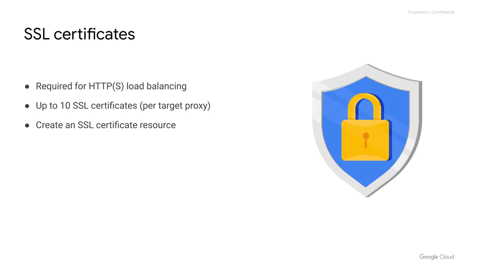To use HTTPS, you must create at least one SSL certificate that can be used by the target proxy for the load balancer. You can configure the target proxy with up to 10 SSL certificates. For each SSL certificate, you need to create an SSL certificate resource, which contains the SSL certificate information. SSL certificate resources are only used with load balancing proxies, such as a target HTTPS proxy or target SSL proxy, which we'll discuss later in this module.